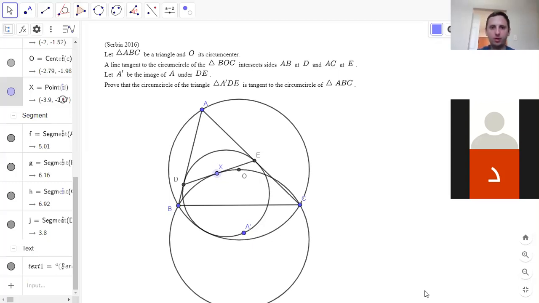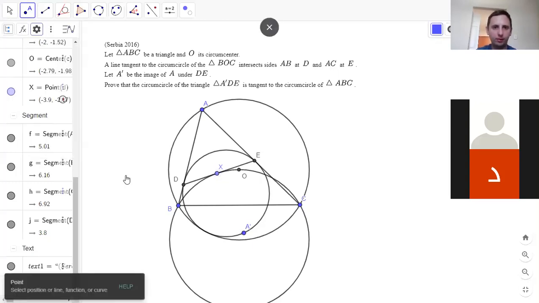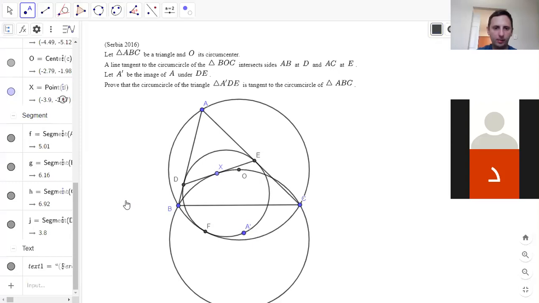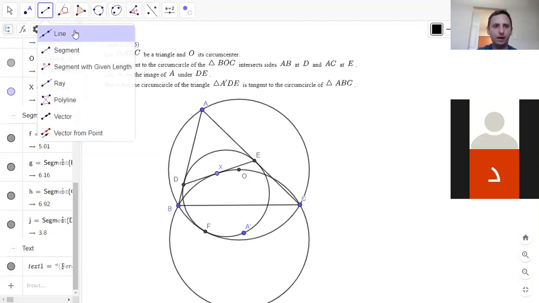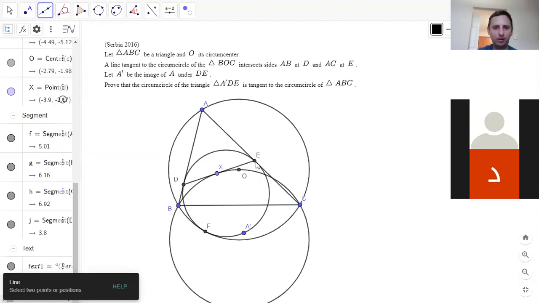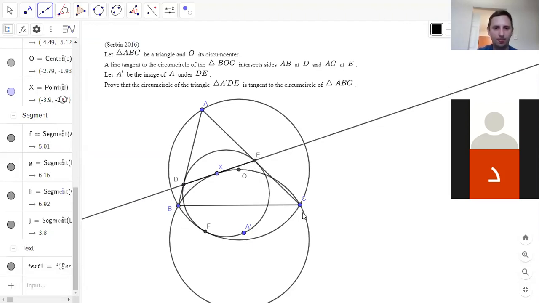This looks like a really hard problem. Maybe I could, you know what? We don't actually know they're tangent, but maybe I could draw DE, BC, and the tangent at F concur. Or maybe the tangent at F is the reflection of DE over BC. Let's see. Okay, so DE intersect BC. Actually, maybe this isn't as hard as I thought.